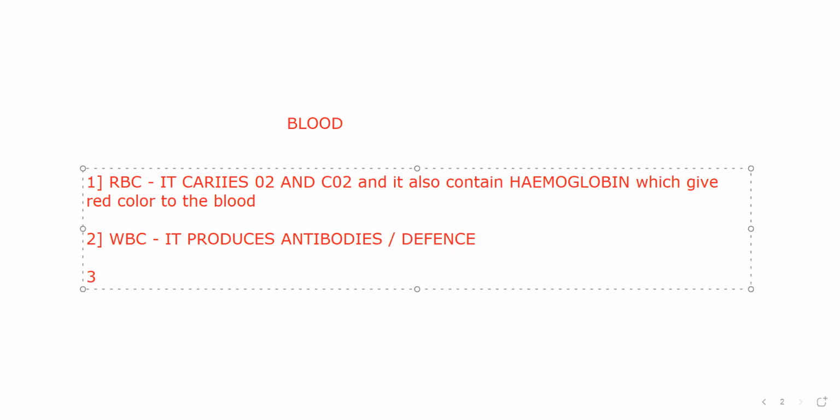Next, third one, blood platelets. Whenever we get an injury, for example, we are playing football and suddenly we fall down and hurt our hand, blood runs out from our hand. But suddenly we can see a clot formed. That is blood clotting. So blood platelets help in blood clotting during injury.